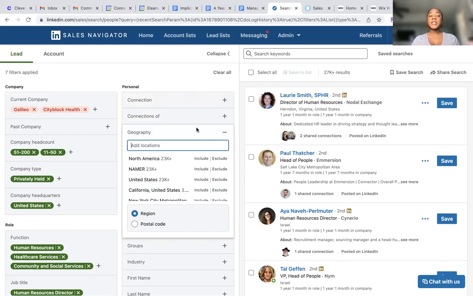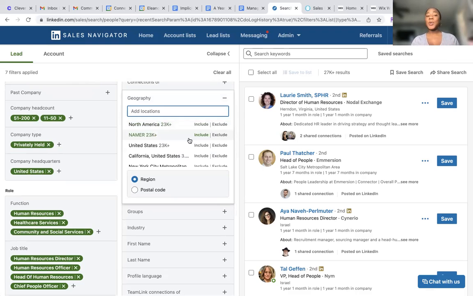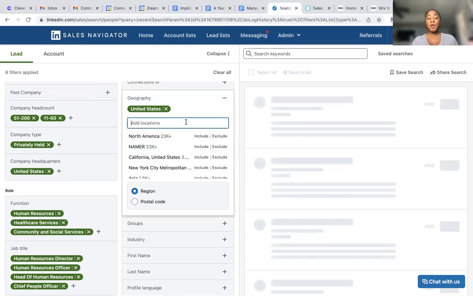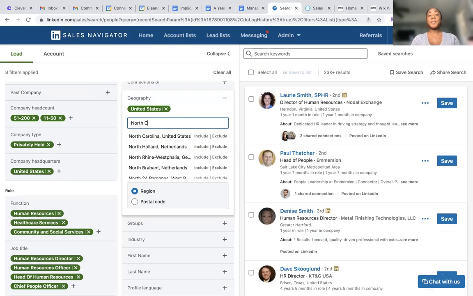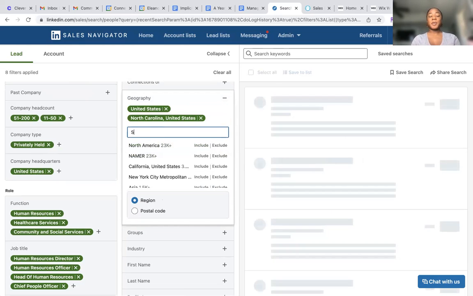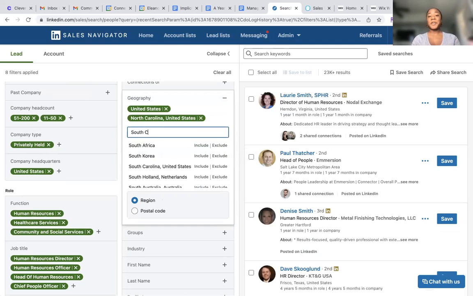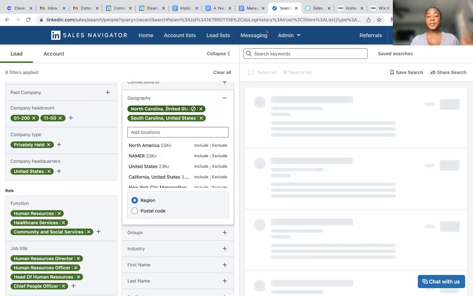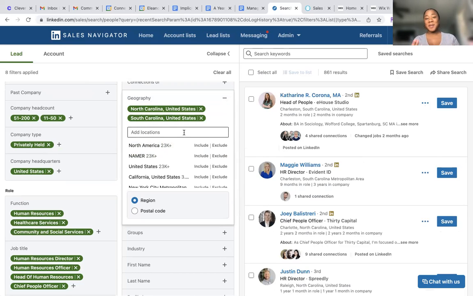Geography, if you wanted to narrow it down by location. I wanted to work in the United States, but what if I wanted to focus on people in North Carolina, right? Then I could just include them. Or North Carolina and South Carolina only. Check out United States. Now if I just did North Carolina and South Carolina, I'm down to 800 people. That's a little bit of a small list.